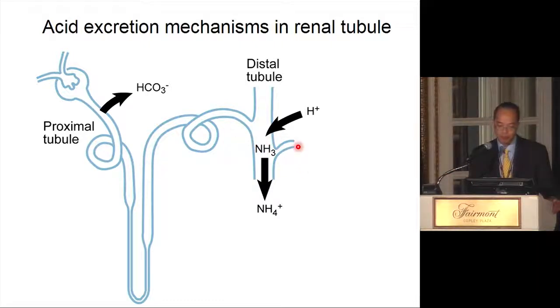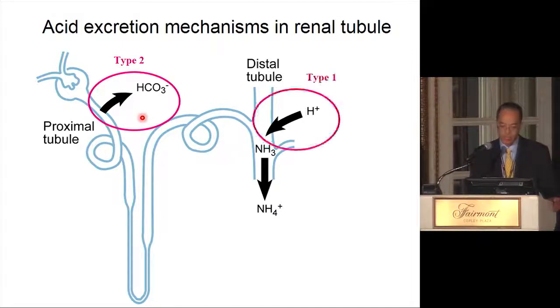Ammonia basically mops up the acid to make ammonium, which you excrete into the urine. So in a proximal RTA, the problem is simply that they can't reabsorb bicarbonate. So they waste bicarbonate. In a classic distal RTA, the problem is that they can't secrete hydrogen ions into the urine. So they don't generate ammonium and they don't lower the urine pH.